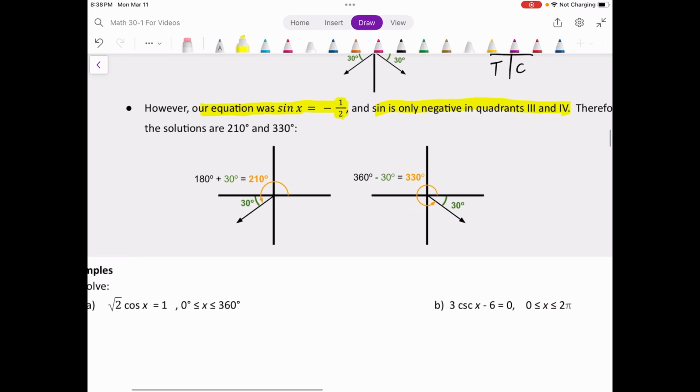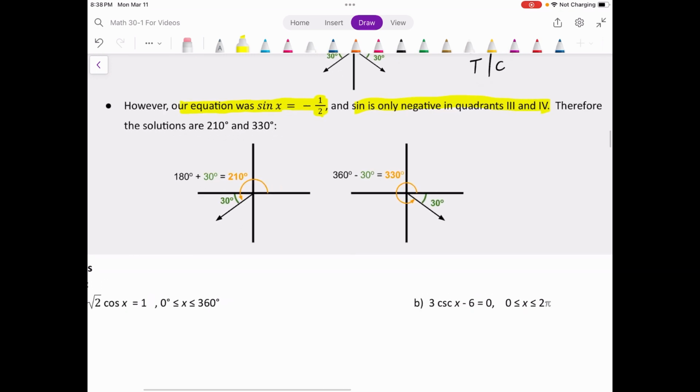Therefore, our solutions are, well, what's in quadrant 3 with a reference angle of 30 degrees? Because that would have a sine value of negative 1/2, right? Well, 210 is, right? Because it's 180 plus another 30, right? See how helpful a quick sketch is? And then what's in quadrant 4 with a reference angle of 30 degrees?